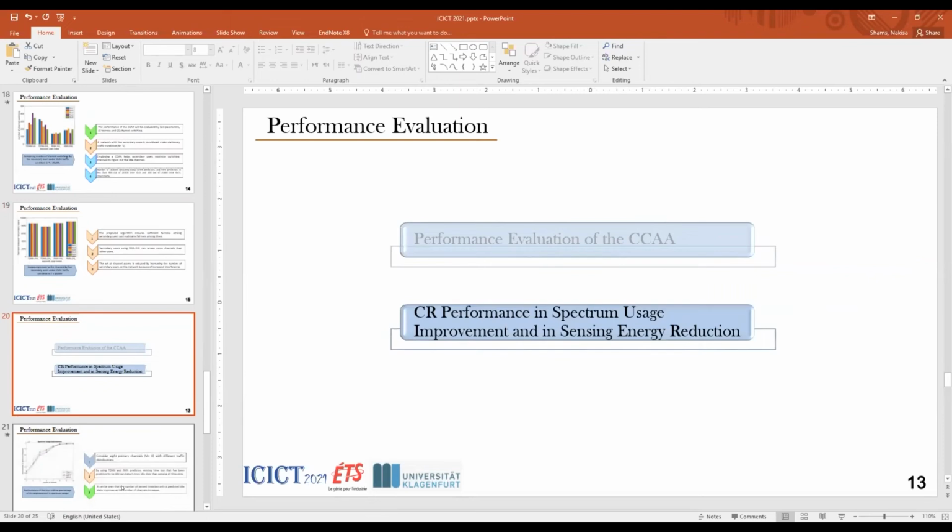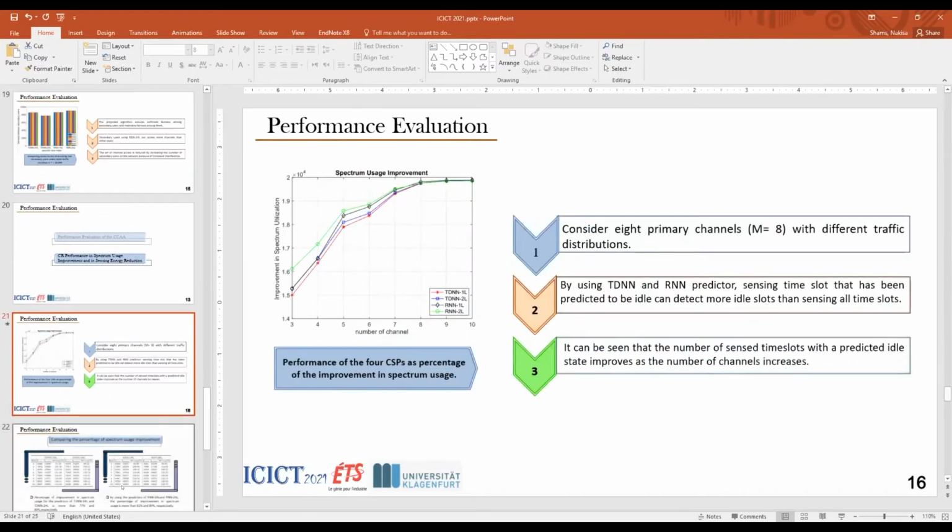And then cognitive radio performance in spectrum usage improvement and in sensing energy reduction. This figure shows the performance of the channel state predictions as a percentage of the improvement in spectrum usage by increasing the number of channels. The improvement in spectrum utilization will increase.